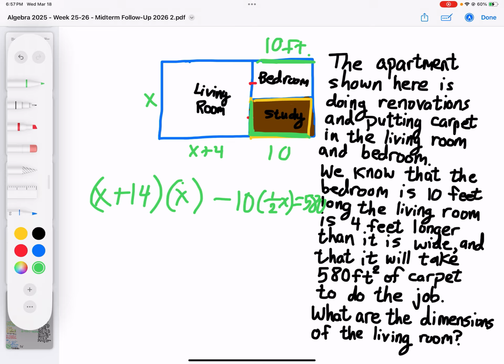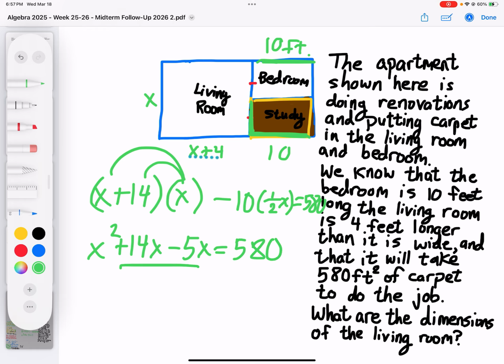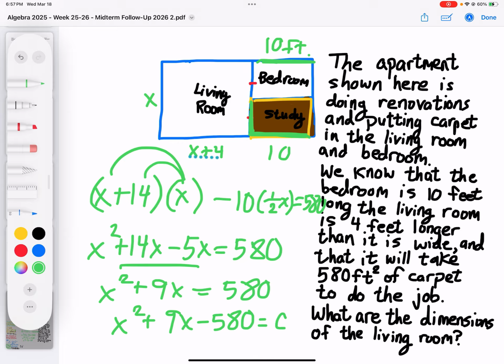And then this is just another solve. Distribute: x squared plus 14x minus 5x equals 580. And again, combine like terms to get here. I'll subtract my 580 over just like before. I would still factor it, but again, you could still complete the square, graph, use the quadratic formula, whatever you want to, and you'll end up in the same situation where the width of the living room and the apartment is 20 feet, and the length is 24 feet.